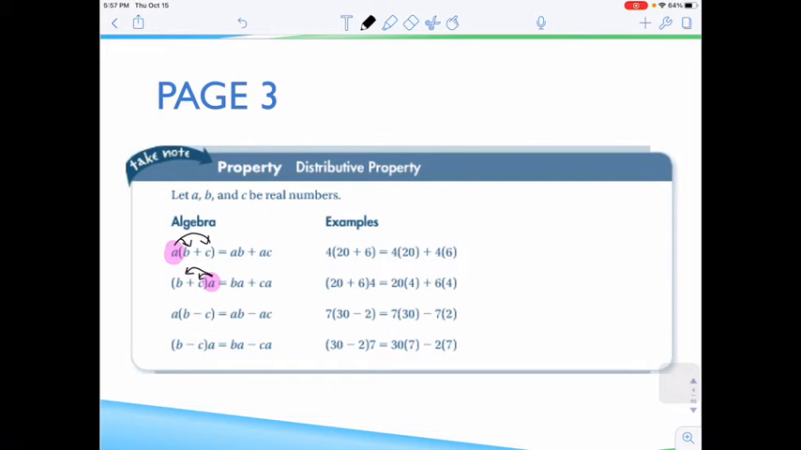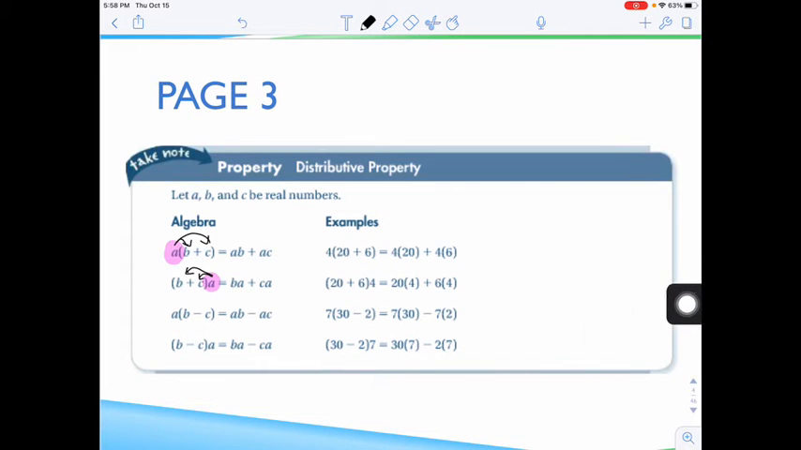So we have a times b gives us ab. A times c gives us ac. Over here we have b times a gives us ba. C times a gives us ca. These two are exactly the same. If we want to look at subtraction, we can do a times b minus a times c, which is the same as saying b times a minus c times a, which is the same as ac.